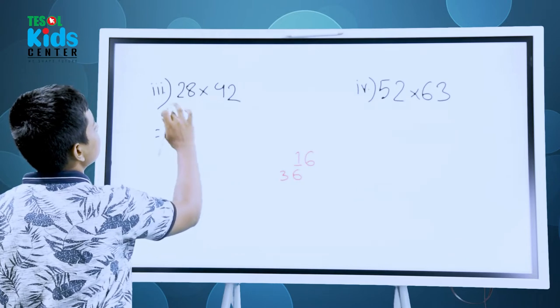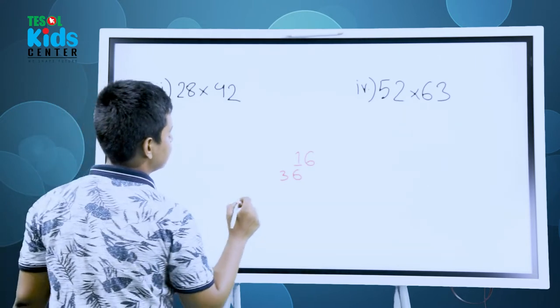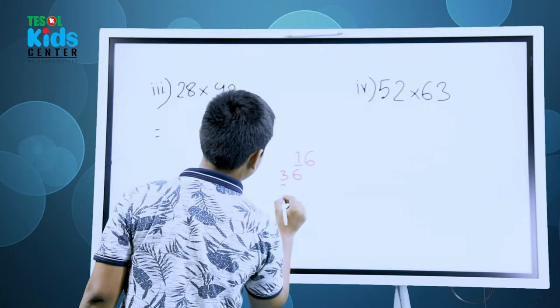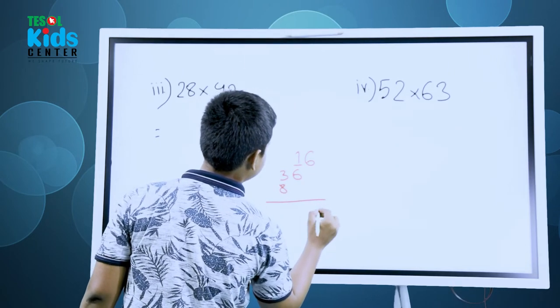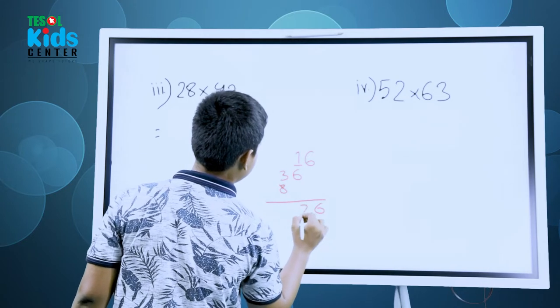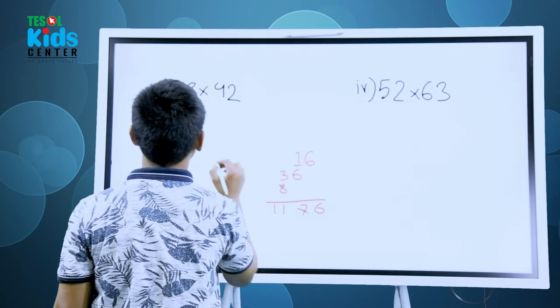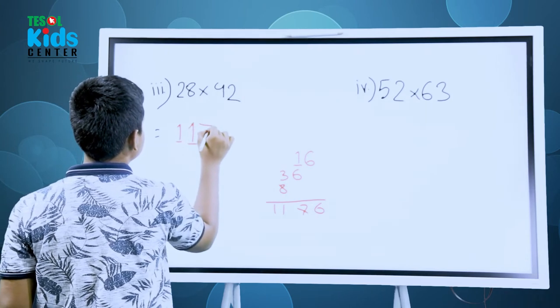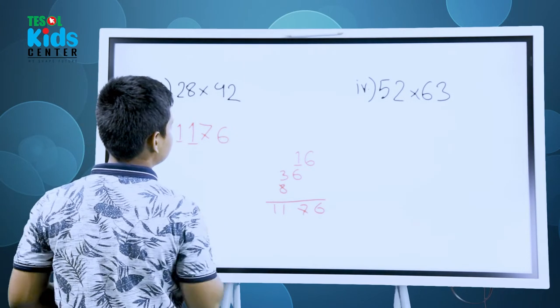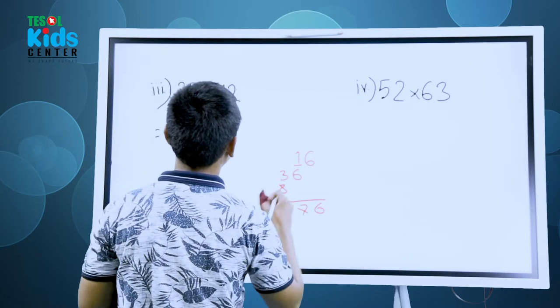And guys, 2 into 4, it makes 8. That means 08. So now we're gonna do addition. 6, and 6 plus 1 is 7. 8 plus 3 is equal to 11. 1176. That's the technique.